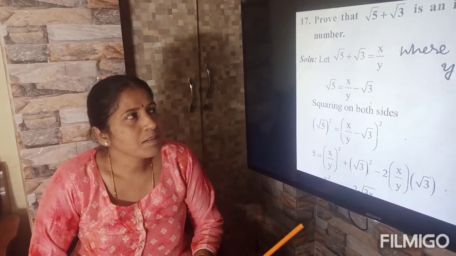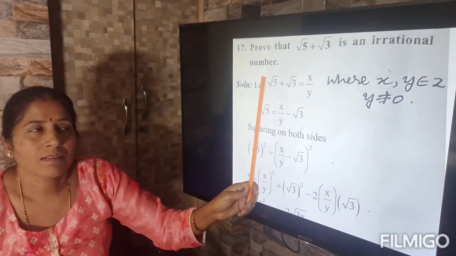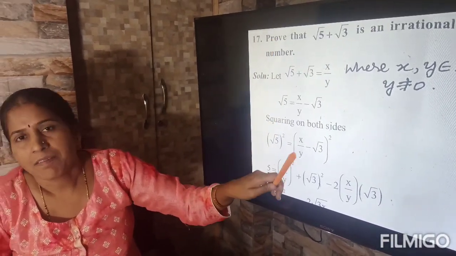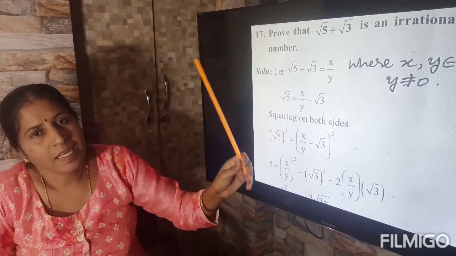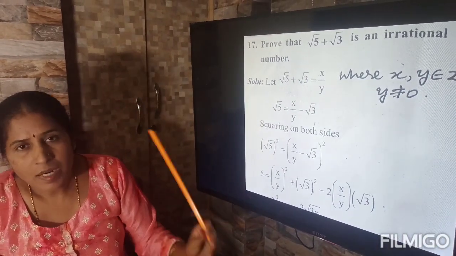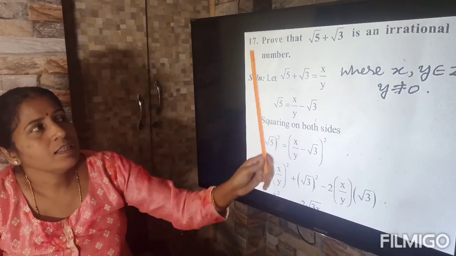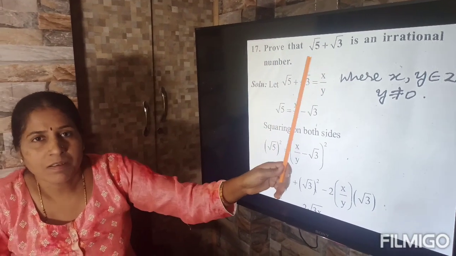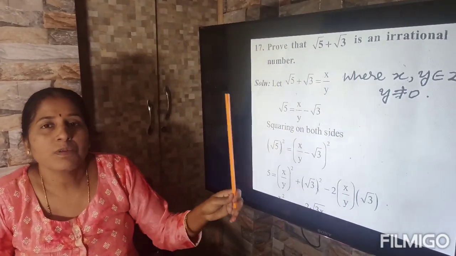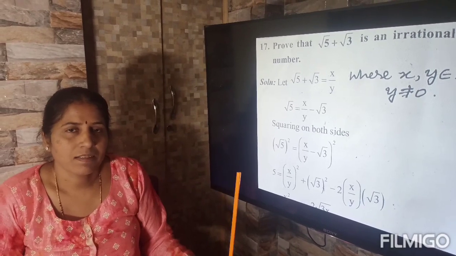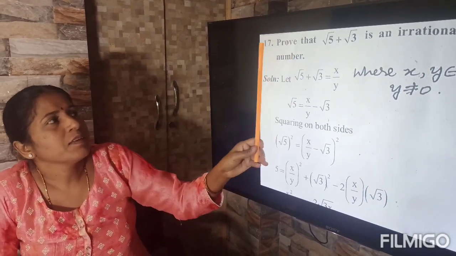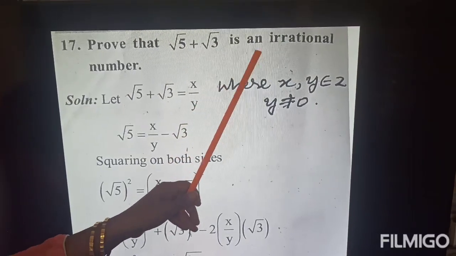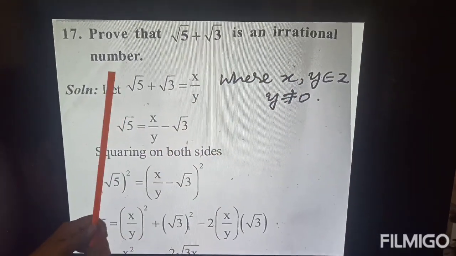Students, in the next sum, they have given 2 roots. In the previous sum, we did one root and one other number, an integer, with only a single root. Here they have given 2 root numbers. If they give a number like this, how do we prove it is an irrational number? See here. The given sum is: prove that root 5 plus root 3 is an irrational number.